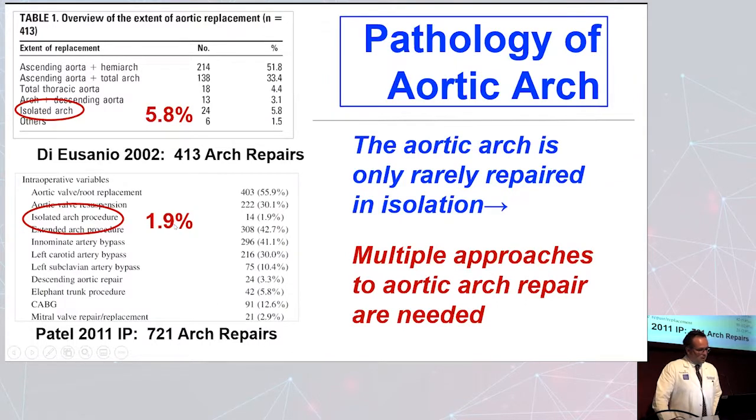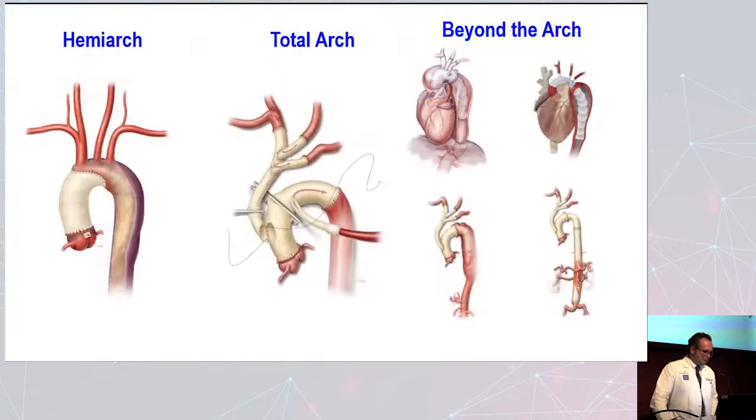As you can see, it's not just that I'm going to do an arch. It usually includes something else. It includes aortic valve, mitral, coronary bypass. So all these things add complexity to what you're trying to achieve.